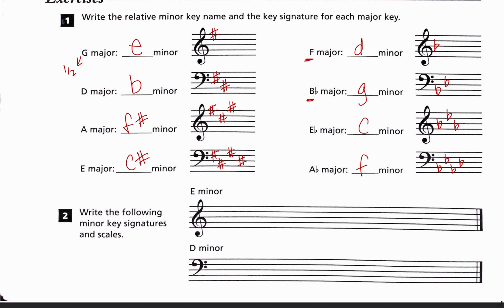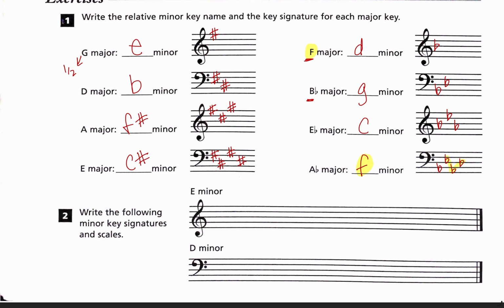Now, if you were looking at parallel minors, which are minors with the same name, you would see, for example, here, F major and F minor. The difference is 3 flats. And so to get from the major to the same name minor, you add 3 flats. We'll talk about that more later.